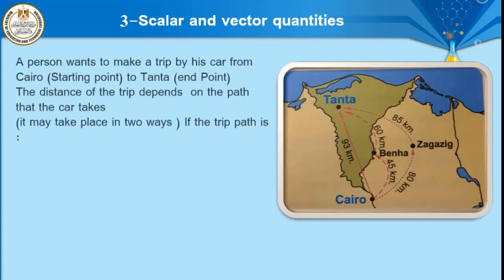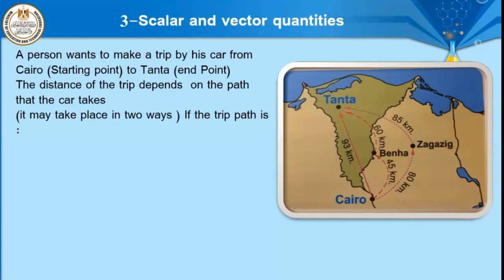In front of you, you have a map that contains some governorates and the distance between them, such as Cairo, Gazik, Banha, and Tanta. All of these are governorates in Egypt. The distance between Cairo and Tanta, for example, is 93 kilometers. The distance between Cairo and Banha is 45 kilometers. The distance between Banha and Tanta is 60 kilometers. The distance between Cairo and Tanta passing by the Gazik is 80, then 85 kilometers. A person wants to make a trip by his car from Cairo to Tanta.